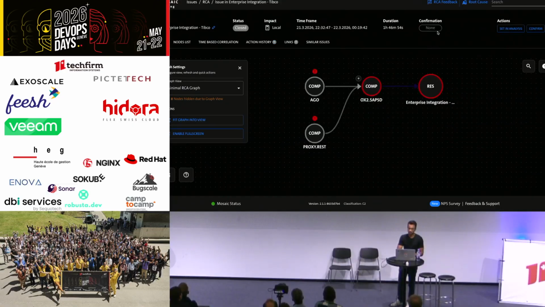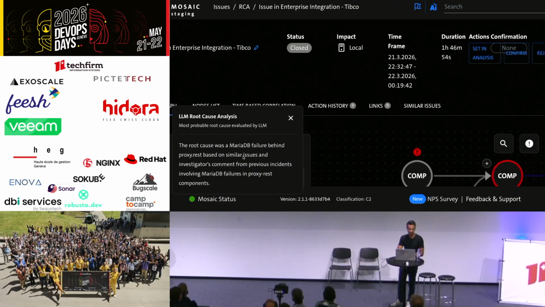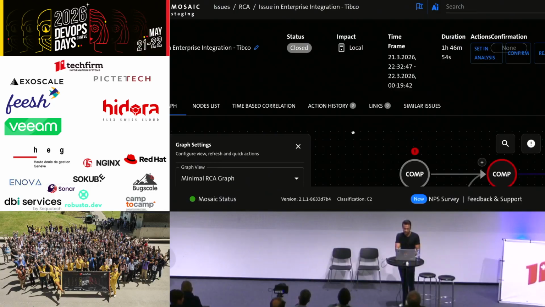But what is the AI summary telling us? It's telling us the root cause was a MariaDB failure, based on similar issues and investigator comments from previous incidents. So the AI summary is able to leverage the comments from investigations. And this is key, because now imagine that at Swisscom we have so much information about investigations and comments that it would take ages to look at them all. Also, a lot of them are in Swiss German, so it's even harder to parse. Here only the LLM can save us.